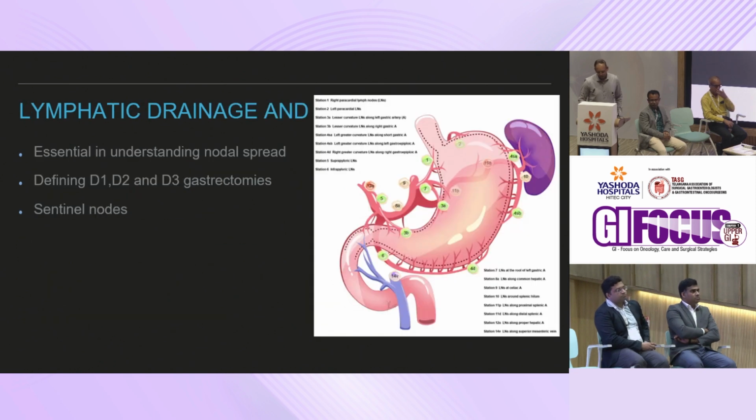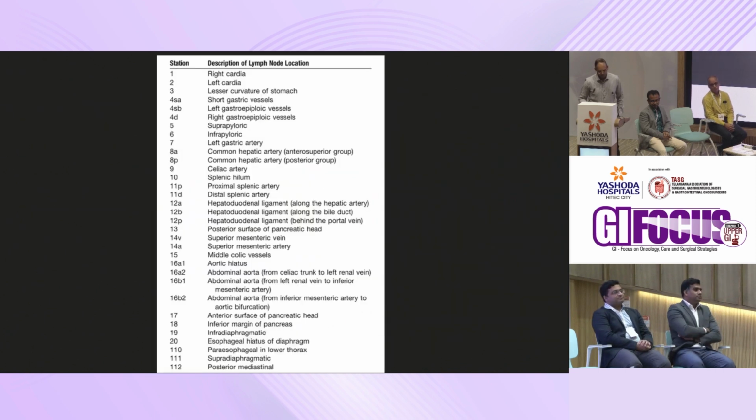The lymphatic drainage is of particular importance in CA stomach because, as we all know, we've been by-hearting the lymph node stations since general surgery days. And these also help us define the type of surgery that we perform, the D1, D2, and D3 gastrectomies. And also they will help us in basic knowledge of the sentinel nodes depending on the location of the tumor. So this is the Japanese classification or the description of lymph nodes.